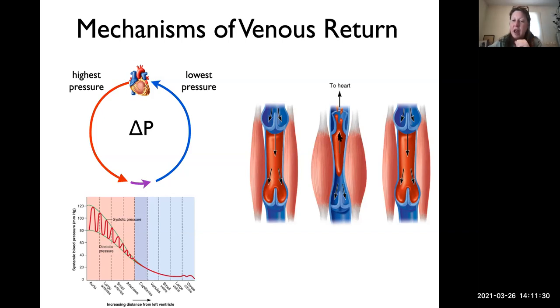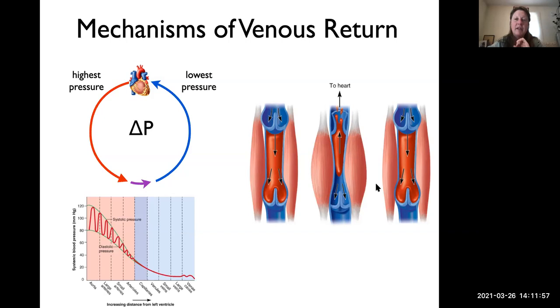If the pressure is high enough to open the valves, then the blood will pass through to the next segment where the valve will prevent it from going all the way back down. Meanwhile, other muscles help to push blood back into this segment, and the next time those muscles contract, it will help the blood to move back towards the heart. So that's the skeletal muscle pump.